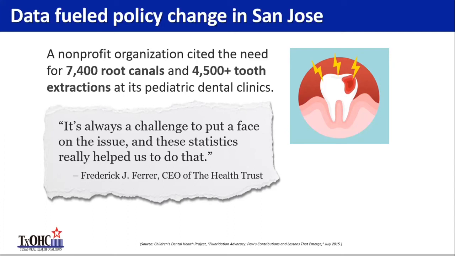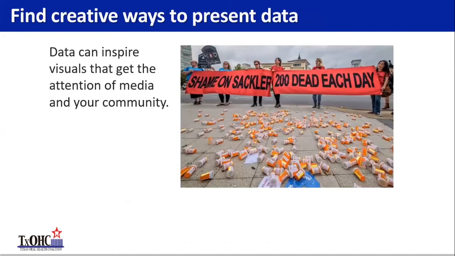Data has tremendous power, and this was a way to do it. Think about the creative ways you can present data if you're looking to advocate, if you're looking to bring an issue to the forefront. There's been a lot of work over the past 12 months by advocacy groups calling attention to opioids and the carnage that the opioid crisis has had in this country. So, data can inspire visuals that will get the attention of media and policymakers.